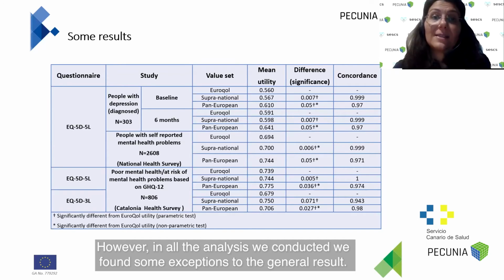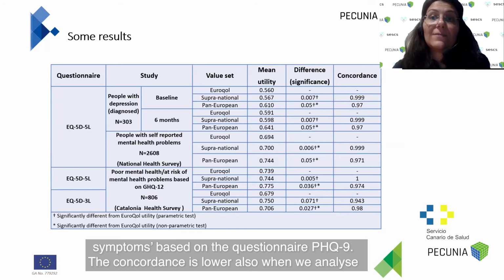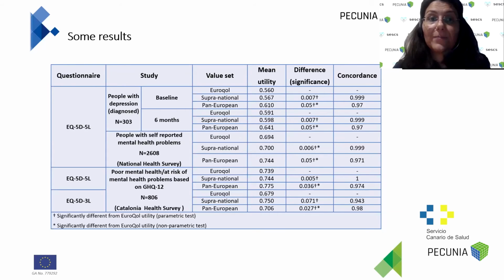However, in all the analysis we conducted, we found some exceptions to the general result. For example, the correlation is lower when patients reported minimal depressive symptoms based on the questionnaire PHQ-9. The concordance is lower also when we analyze the cohort of patients admitted to hospital because of heart failure.